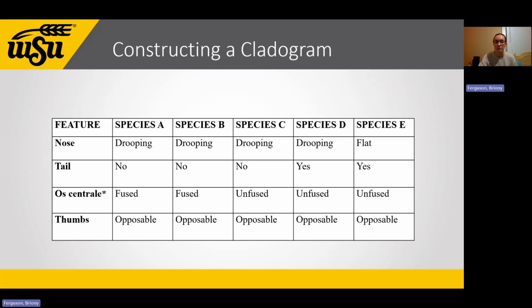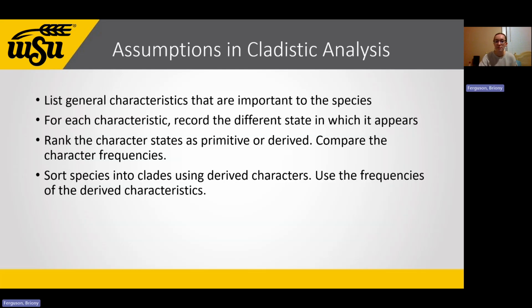So you want to record how each species shares or shows or doesn't show these characteristics. Tables are really nice because they allow you to see the frequency. And whenever you are ranking character traits as primitive or derived, you really need to be able to see the frequency of those traits. Then you're going to sort your species into clades using derived characteristics or the frequencies of derived characteristics.